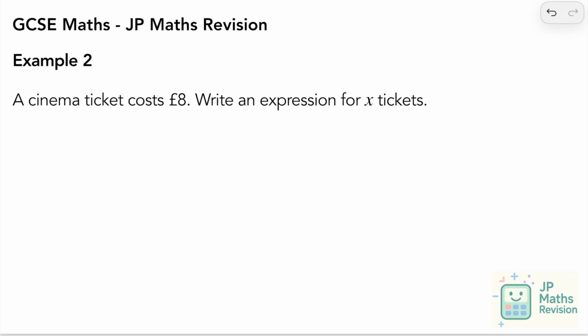Here's another example. A cinema ticket costs £8. Write an expression for x tickets. So if I had 3 tickets, what I would do to work out the total cost is I would do 8 times 3. But I don't have 3 tickets, I have x tickets. So instead of doing 8 times 3, I'm going to do 8 times whatever x is. So 8 times x, that's going to be 8x. So the answer to this question is 8x.